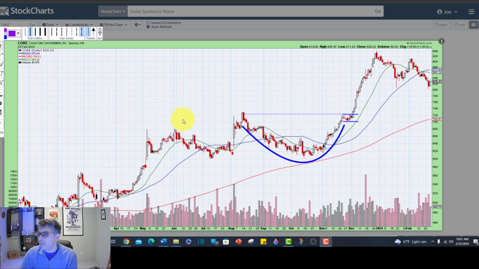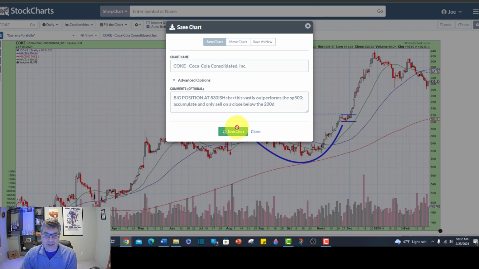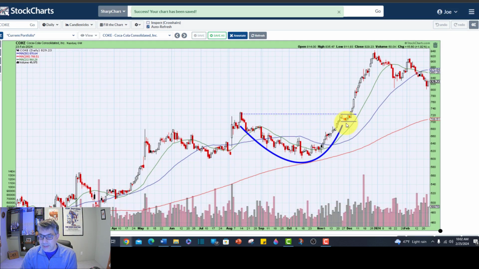Another thing that is preferred, and which we don't see on this cup with handle, is a shakeout in the middle. It's really nice to have a little shakeout in the middle of the handle, again, to shake out the weak hands.